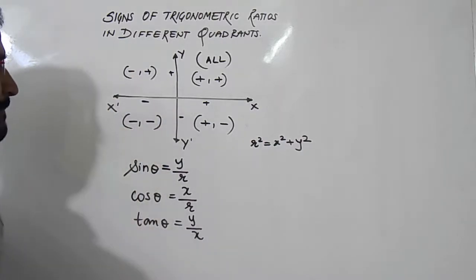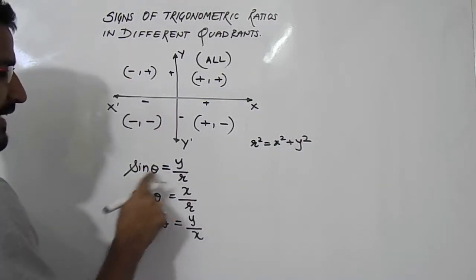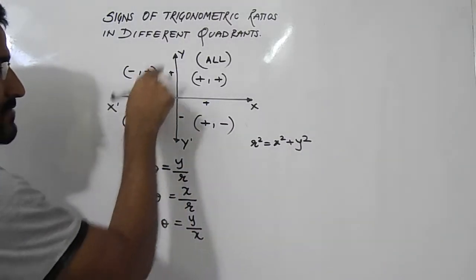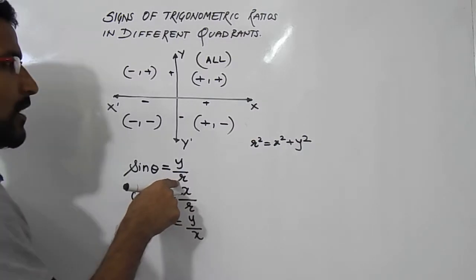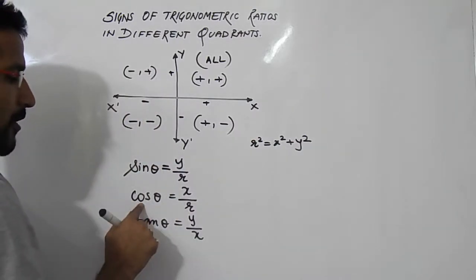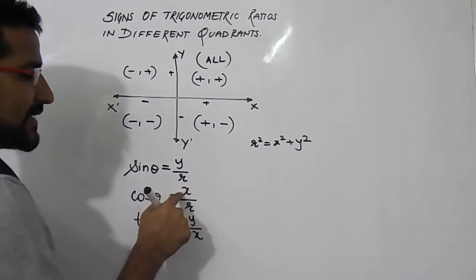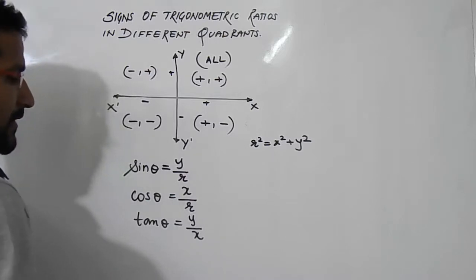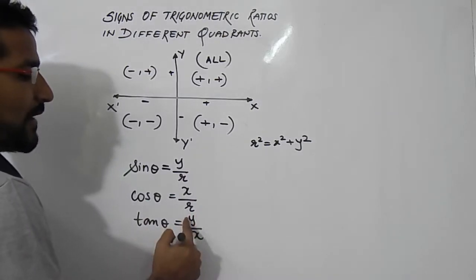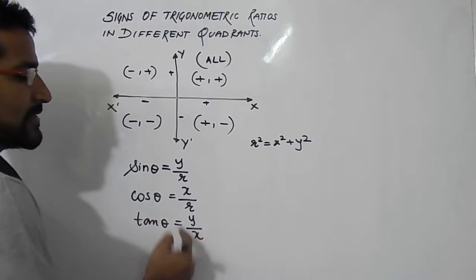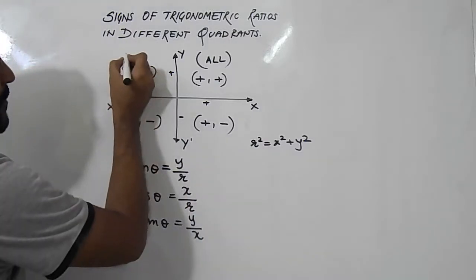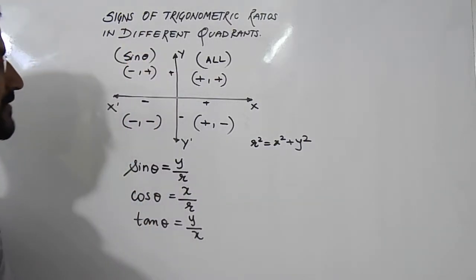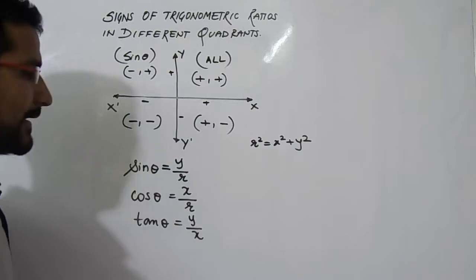Now in the second quadrant, sin theta is y by r. Y is positive here and x is negative, so y by r will be positive, so sine will be positive. Cos is x by r, and x is negative, so the cos ratio here will be negative. Tan theta is y by x, y is positive but x is negative, so this ratio will be negative. So here we are getting only the sine ratio positive and all others negative.